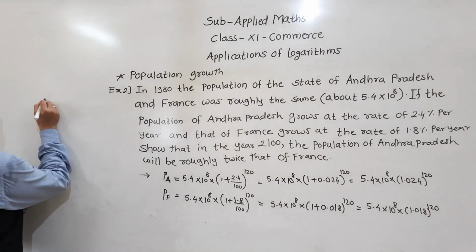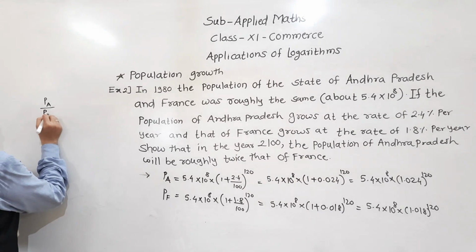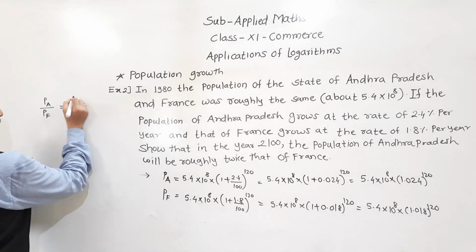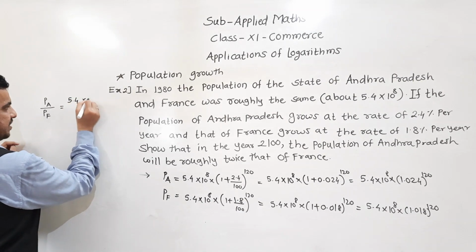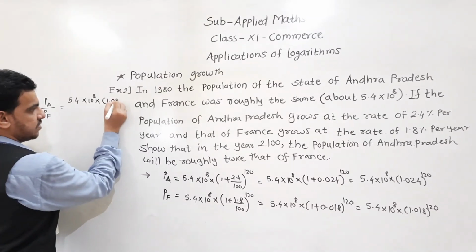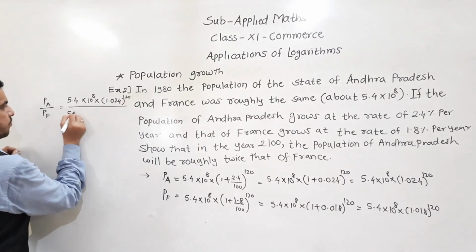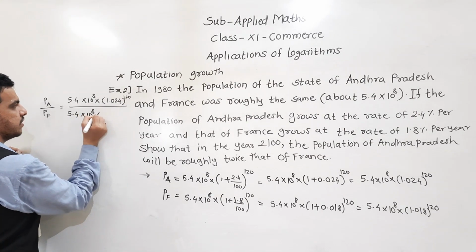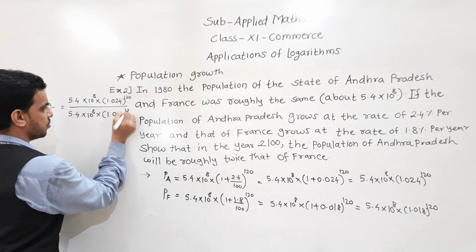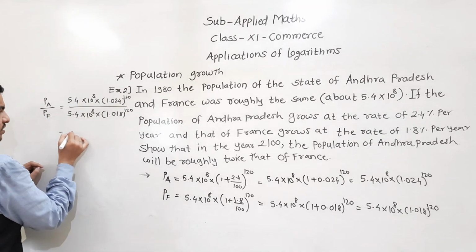Now if we divide this, the population of Andhra Pradesh divided by the population of France is equal to 5.4 into 10 raised to 8 into 1.024 raised to 120, upon 5.4 into 10 raised to 8 into 1.018 raised to 120. So this will get cancelled. What remains?